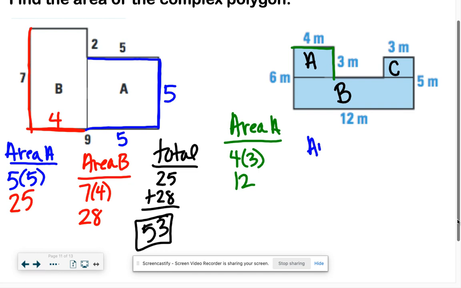Move to B. Our base is 12, but what would our height be right there? Yeah, our whole thing's 6, up to here is 3. What's left over? 3 more. What is 12 times 3? 36. Yes.